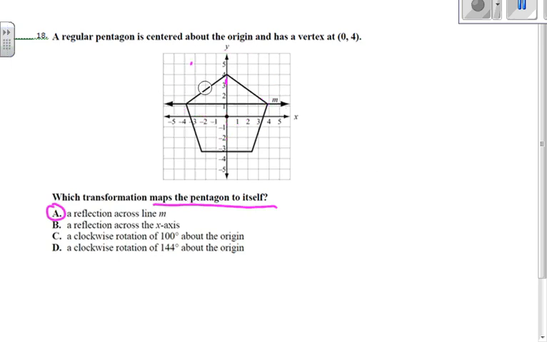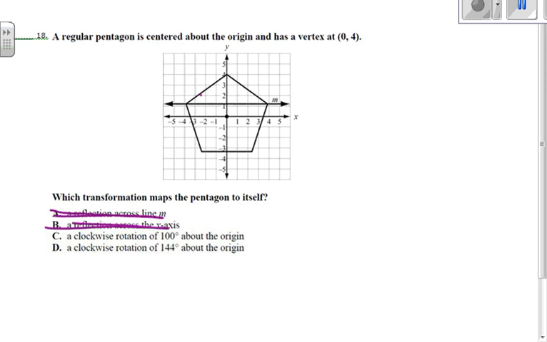Okay, a reflection over the x-axis. So it's another horizontal. If you reflected it here, it's still going to be upside down. It's going to look something like that. So no to A, no to B. All right. A clockwise rotation of 144.